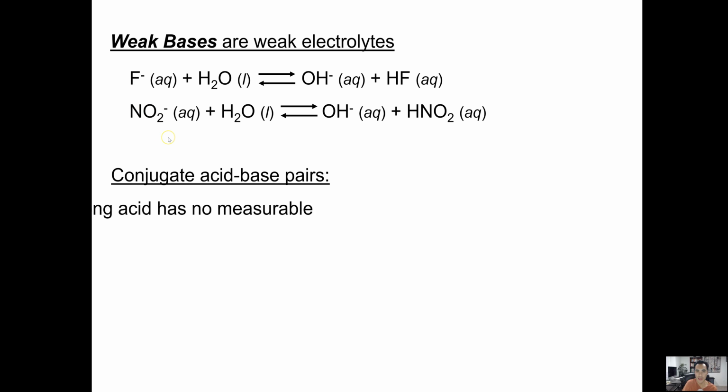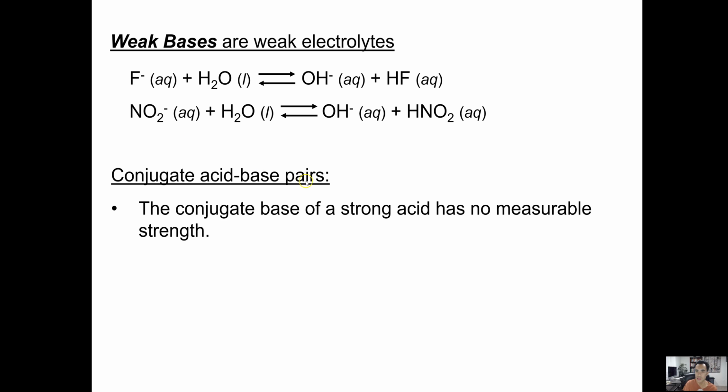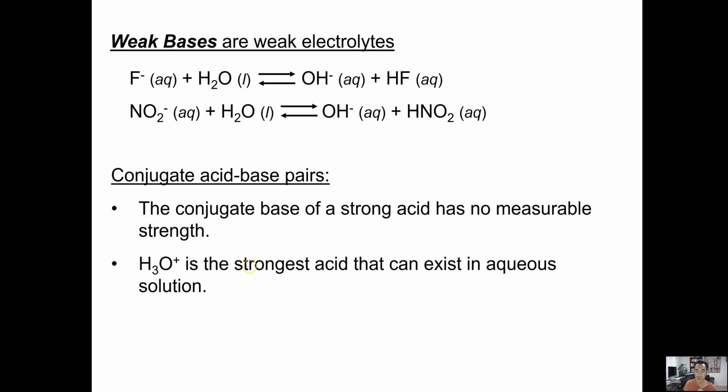And for your conjugate acid-base pairs, the conjugate base of a strong acid has no measurable strength. So if we're taking a look at your strong acid, what ends up happening is when you get that conjugate base, it's actually not really that strong. H3O plus is the strongest acid that can exist in aqueous solution.